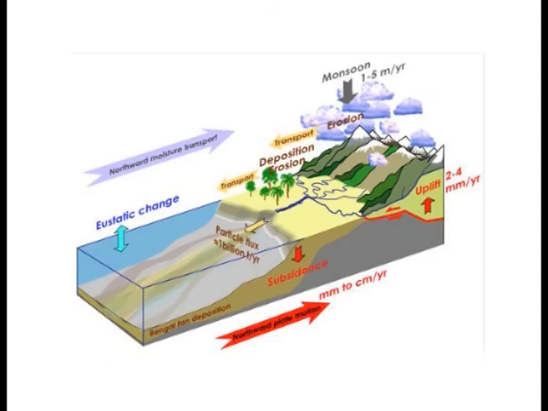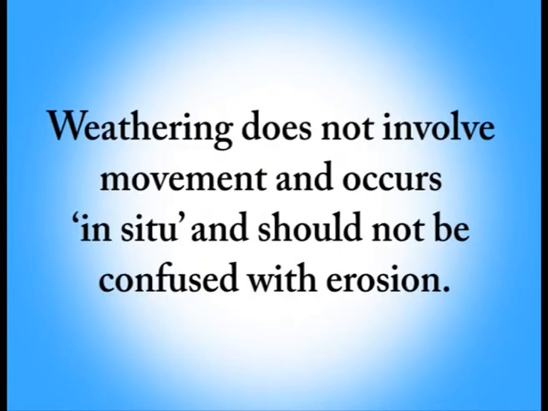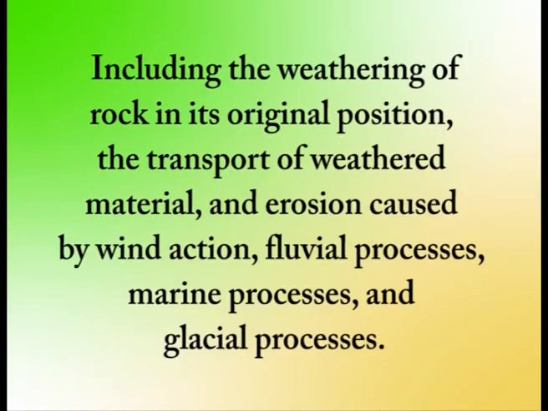Erosion involves the movement of rocks and minerals by agents such as water, ice, snow, wind, waves, and gravity. Weathering does not involve movement and occurs in situ and should not be confused with erosion. The term erosion refers to the general wearing down and molding of all landforms on the Earth's surface, including the weathering of rock in its original position, the transport of weathered material, and erosion caused by wind action, fluvial processes, marine processes, and glacial processes.